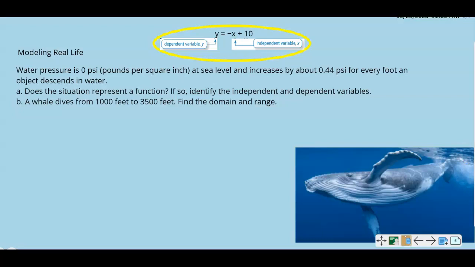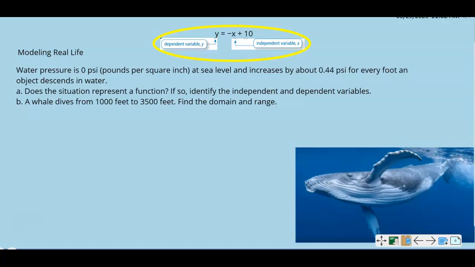All right, modeling real life. This says water pressure is 0 psi, pounds per square inch, at sea level, and increases by about 0.44 psi for every foot an object descends in water. Does the situation represent a function? If so, identify the independent and dependent variables. And B part says a diver dives from 1,000 feet to 3,500 feet. Find the domain and range.